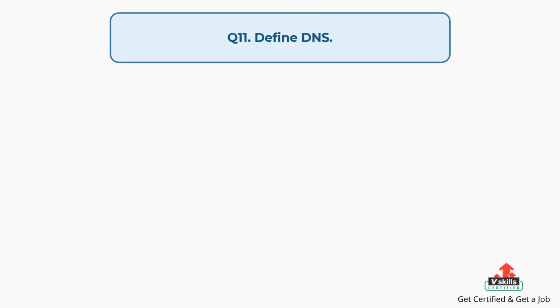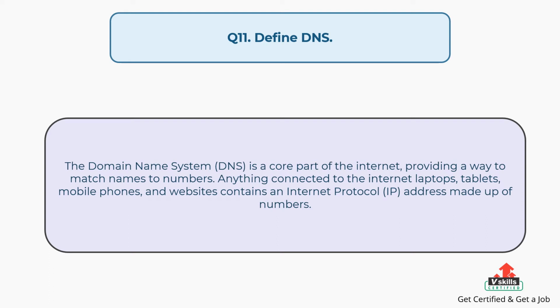Question number 11. Define domain name system. The answer is, the domain name system is a core part of the Internet, providing a way to match names to numbers. Anything connected to the Internet, laptops, tablets, mobile phones, and websites contains an IP address made up of numbers.